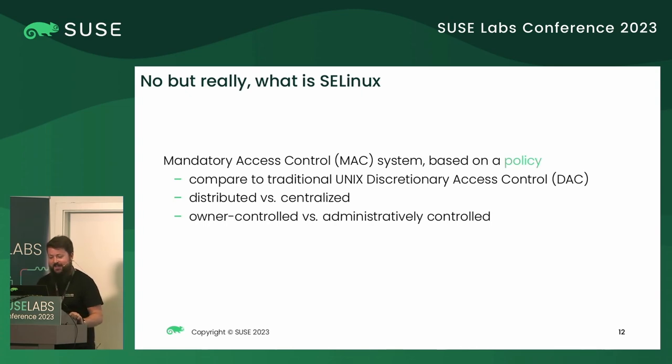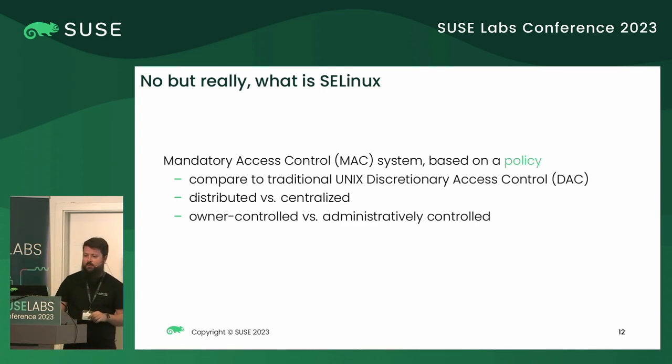But what's SELinux? Well, first of all, it's a mandatory access control system, and it's based on the concept of a policy. So how does it compare, for example, to the traditional Unix discretionary access control, the classic Unix permissions? Well, if you think of the classic Unix file permissions, first of all, they are very much distributed. Each file defines its own permissions. So if you want to reason about a directory tree or a bunch of files, you have to go over each one of them to find out the access control information. While in SELinux, by its very design, the access control information is centralized in the policy. So you have one single place that you can design and then analyze to figure out all of the access control information in the system.